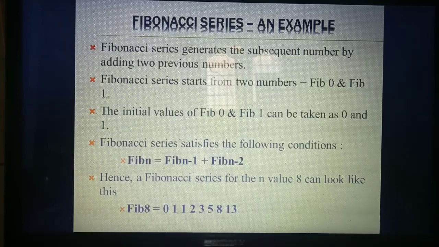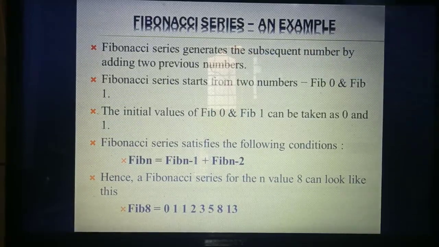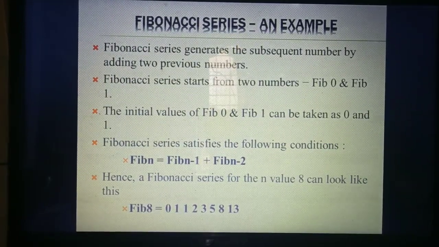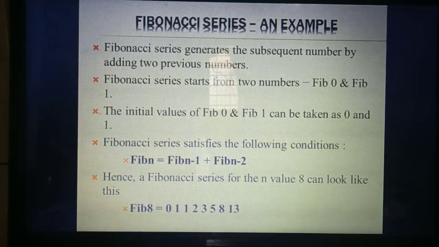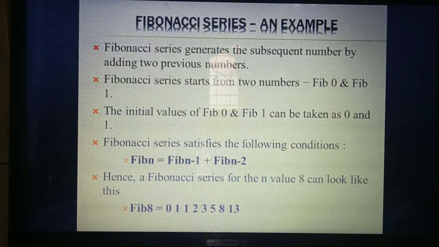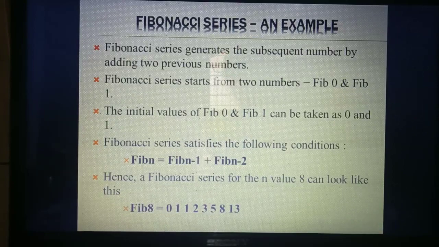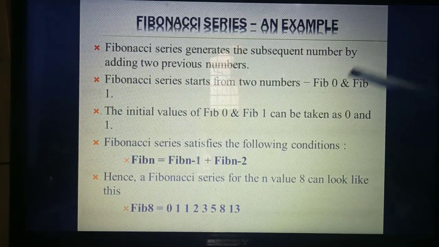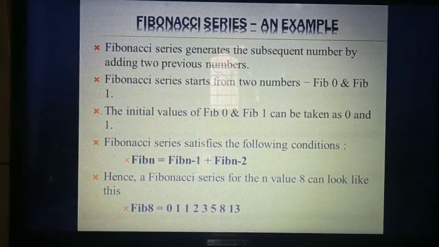So listen. The Fibonacci series generates a subsequent number by adding the 2 previous numbers. The Fibonacci series starts from how many numbers? 2 numbers. The first number is fib of 0, then fib of 1. Since I am going to add the 2 previous numbers, I need to declare 2 numbers. What are the numbers? Fib of 0 and fib of 1.